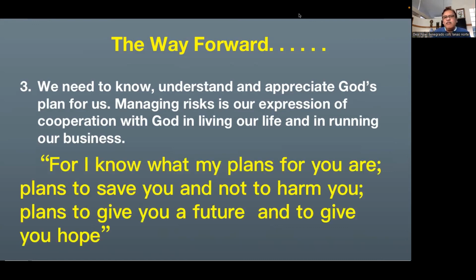For I know what my plans for you, says the Lord. Plans to save you and not to harm you. Plans to give you a future and to give you hope. Mga kapatid, ang lalim nito. Jeremiah 29, verse 11. I'm so inspired by this message, O Lord, that I really would like you to be part in our organization always. In our cooperative, in our federation, in everything that we do.